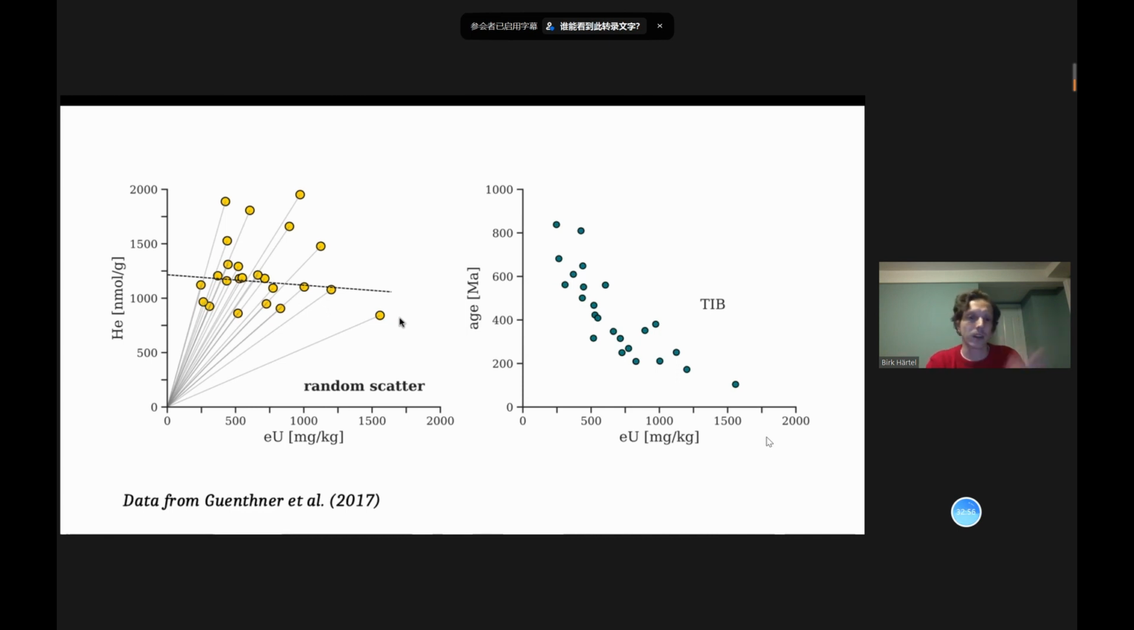But also in this case, in these scattered data, we cannot exclude that there is radiation damage dependency of the helium retention. But also we cannot be sure if this is the case because there is no systematic dependence of helium on the effective uranium.